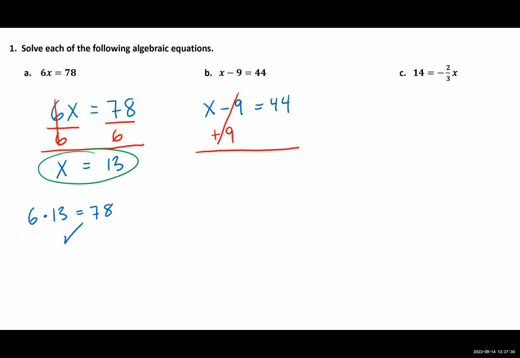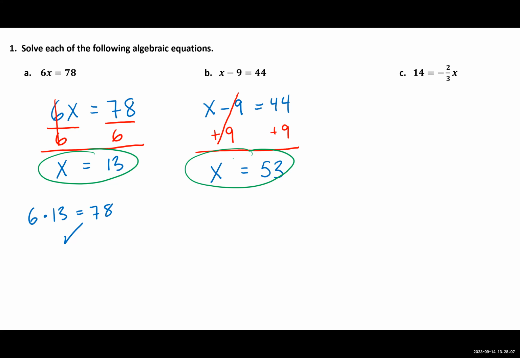And if we do something to one side of the equation, again, we have to do the same thing to the other side. So if we're adding 9 to the left, we have to add 9 to the right. On the left, we get x. That's what we're looking for. And on the right, 44 plus 9, that'll give us 53. And so that's our answer here. This is about as simple as it could get. Simple doesn't mean easy. Simple means short and concise. These are one-step problems. Doesn't get any shorter than one step.